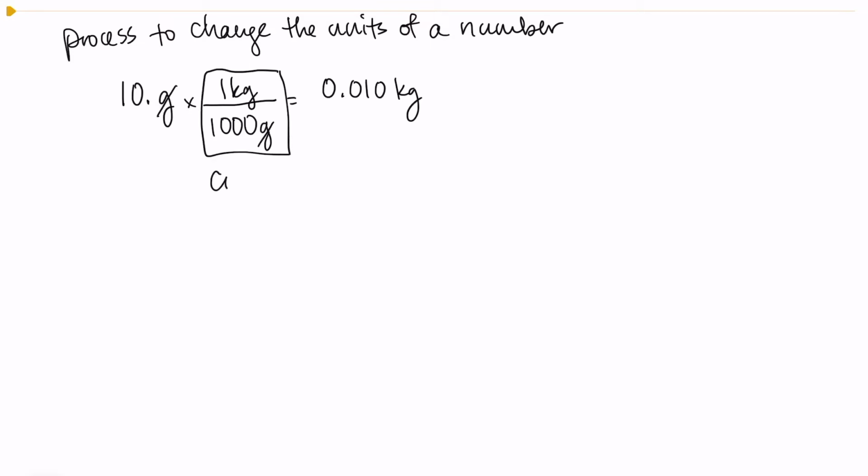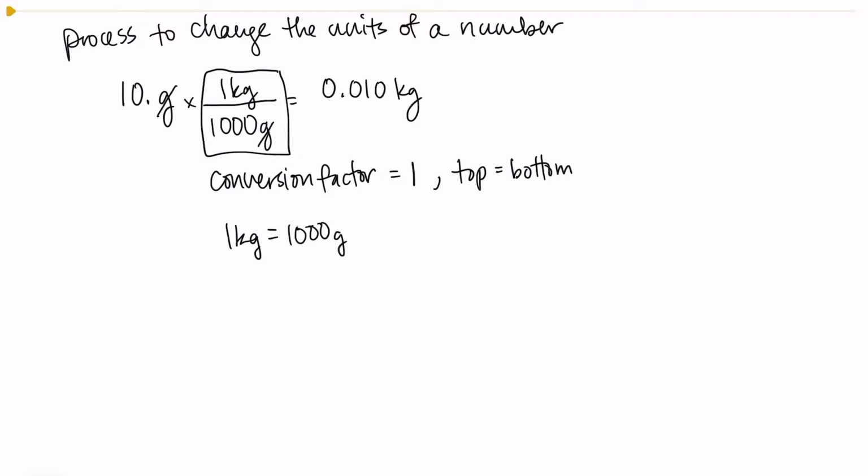Notice this thing right here. This one is called a conversion factor. And a conversion factor always has a value that's equal to 1, which means the top equals the bottom. In this case, 1 kilogram equals 1,000 grams. This is the whole key to why we're allowed to do this, because we're just multiplying by 1. Multiplying by 1 never changes the value of a thing, right? It's like the multiplicative identity. And so we're allowed to do this. And it happens to be a very useful way to approach problem solving in chemistry.